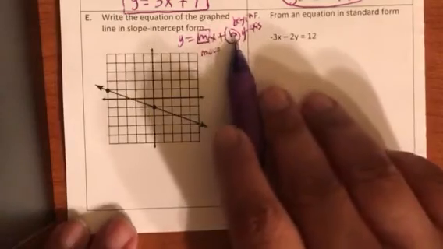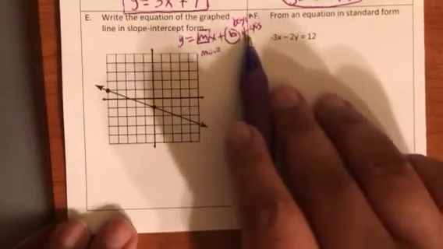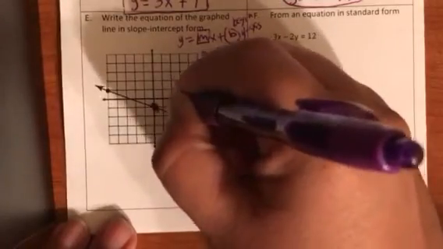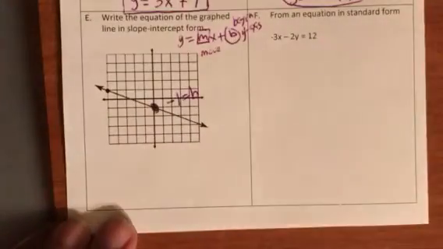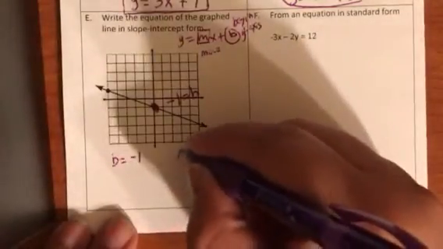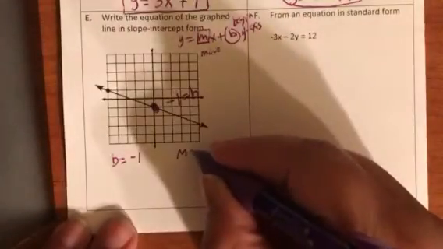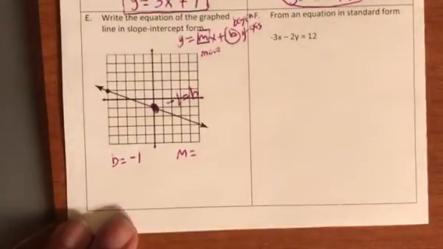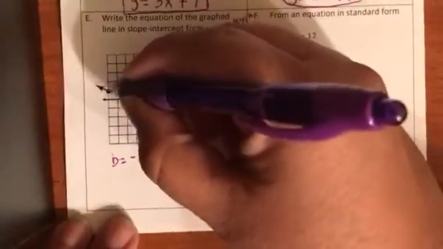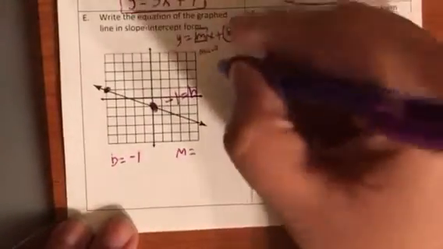So my b, where it touches the y-axis, that would be at -1. So this is our b. So here I'm just going to write b is equal to -1. Now I need to find out what my slope is. Okay, to get to my other point, which is right here, this is where I do the move.